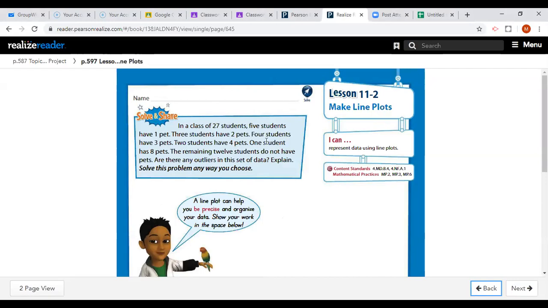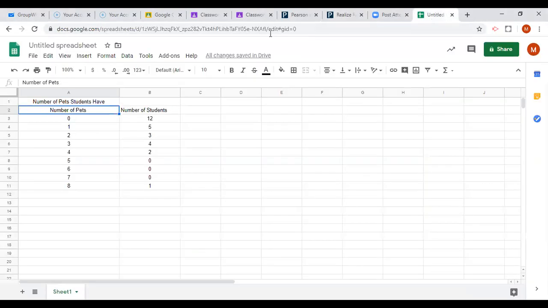There's a lot of information here, a little bit hard to keep super track of that. So I went ahead and I made a little chart here myself. So the title of my chart is number of pets students have. And we've got the number of pets here. That's going to be my number line numbers, the numbers on the bottom. And then the number of students, okay, who have each of those pets.